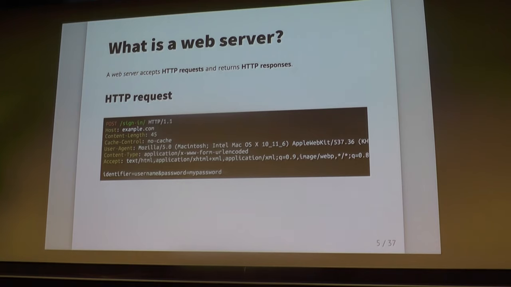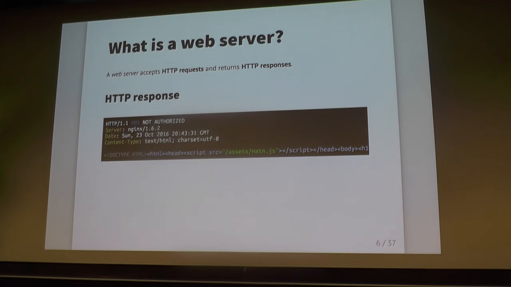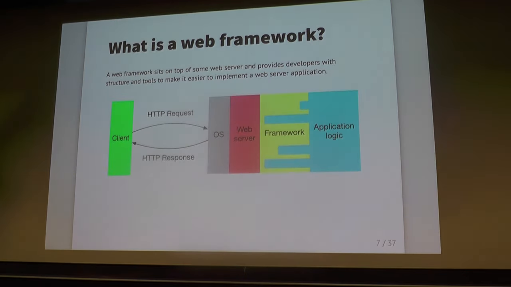Many of the headers are standardized and have semantic meaning, but we're not going to get into much detail on that. And the response looks very similar. It has the HTTP version, a status code, status text, but that's not very important. Again, a list of headers and a body in most cases. That's pretty much it. So a web server really is just a program that takes a request and produces a response. And a web framework, as we'll see here, is something that helps the programmer do that in an efficient way.